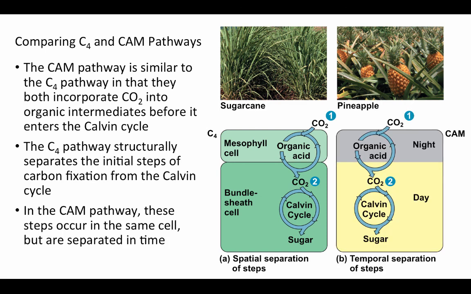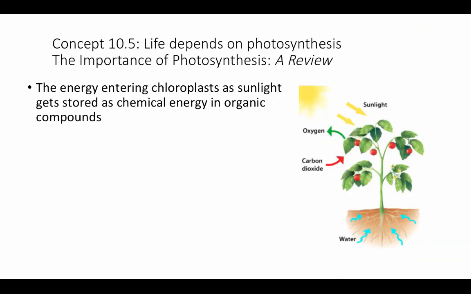In the CAM pathway, these are all happening in the same cells, but they're separated in time. So the carbon is going to be fixed at night and stored in vacuoles until the morning. In the morning, that carbon dioxide is going to be released from those 4-carbon intermediates and go through the Calvin cycle at a time when the stomata are closed, but light still gets in to run those light-dependent reactions.